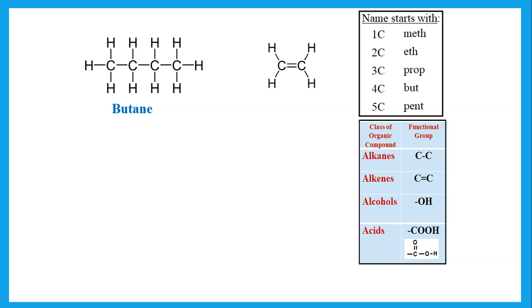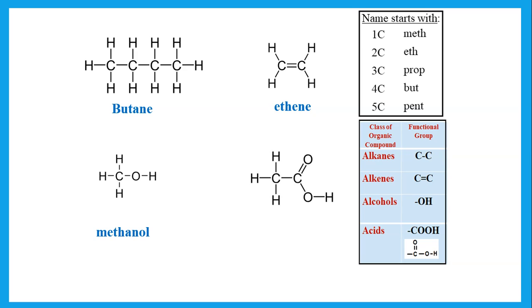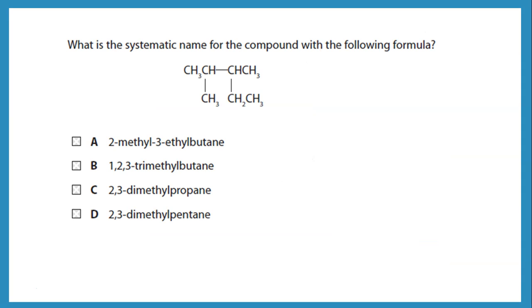What about this one? 2 carbons. We said 2 carbons, the name should start with eth. It has a double bond, so it's an alkene, so this is ethene. 1 carbon, the name should start with meth, and it has an OH, alcohol, so that is methanol. What about this one? 2 carbons, eth, and it has that group C double bond OH, so it is ethanoic acid. Do we understand?